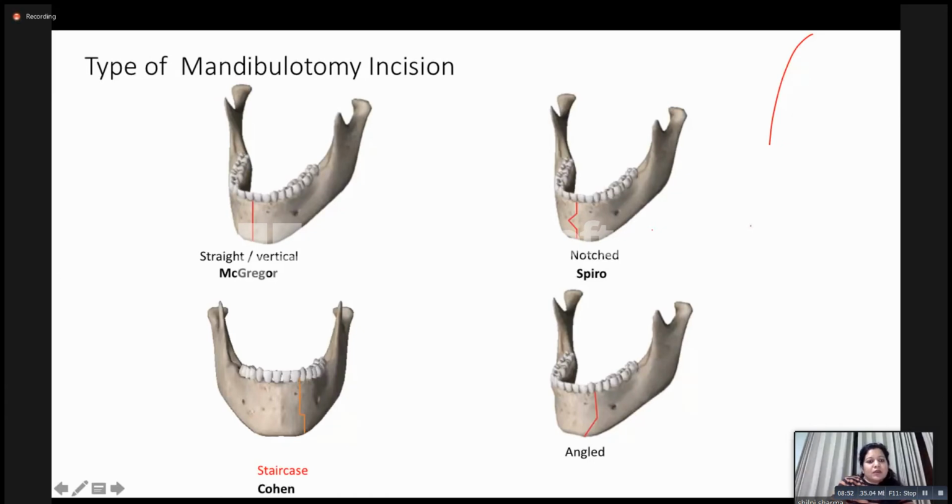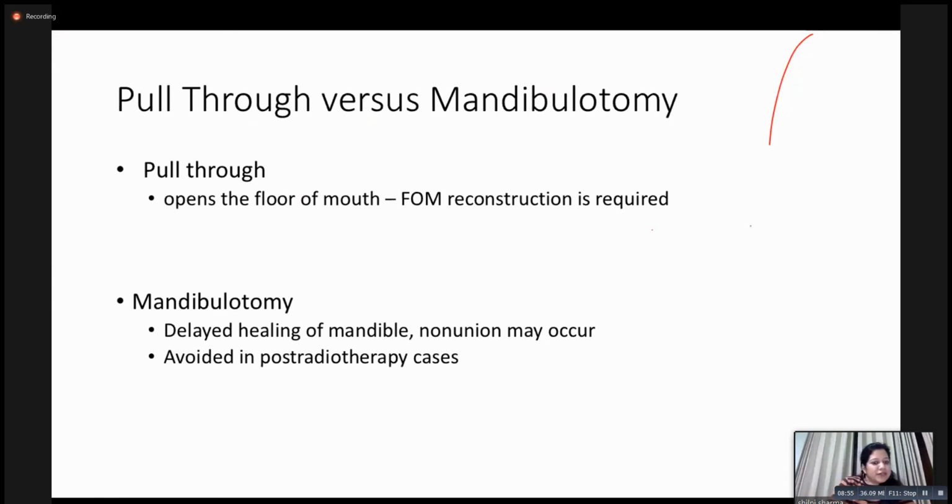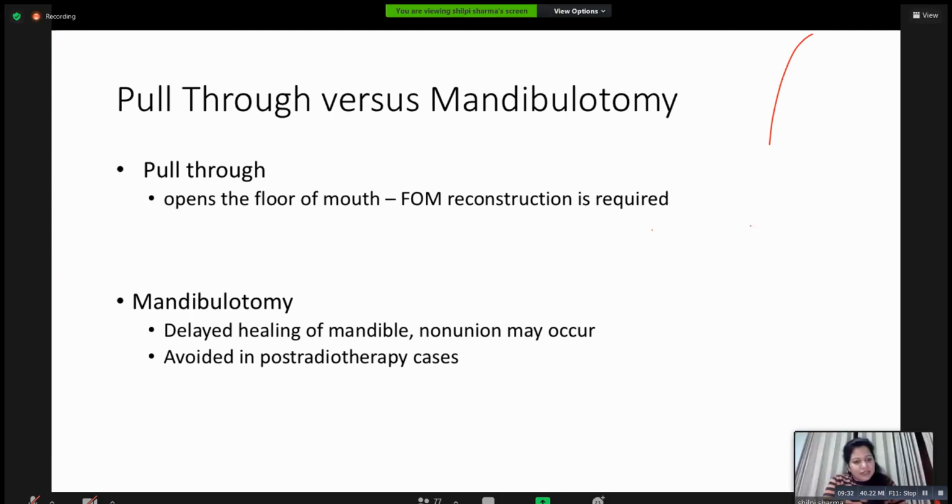Now, how to choose pull-through versus mandibulotomy? Like I mentioned earlier, it also depends upon the surgeon's choice, surgical expertise, and how comfortable you are. Besides that, you have to look at the tumor type. The disadvantage of the pull-through approach is that it opens the floor of mouth. So suppose your tumor is nicely isolated, posterior tongue, and by doing pull-through, you will have to open the floor of mouth, which will require major reconstruction. Then probably you will offer mandibulotomy in that case. But again, if your tumor is reaching the mandible and you may have to remove the mandible, then mandibulotomy is not the right approach.